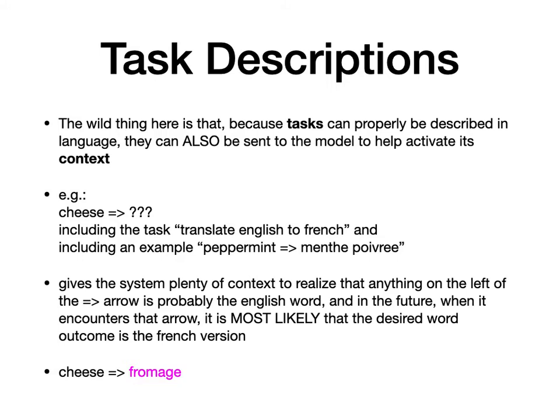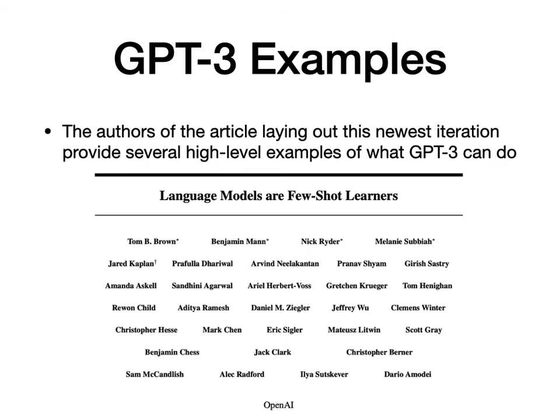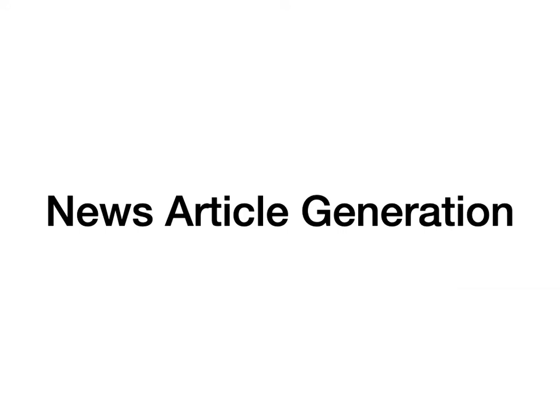So we're getting at how a lot of this works. We can look at some examples that are fun from the authors themselves. So the authors in the OpenAI Foundation who are developing this, they wrote this paper on it with a little bit of interesting research going into it too. We'll get to that in a sec. So, things that GPT-3 can do. News article generation.